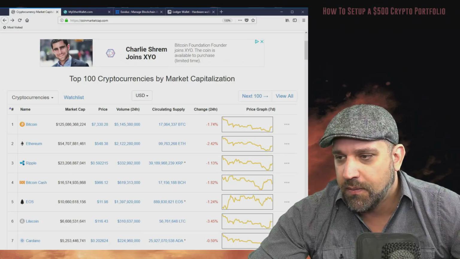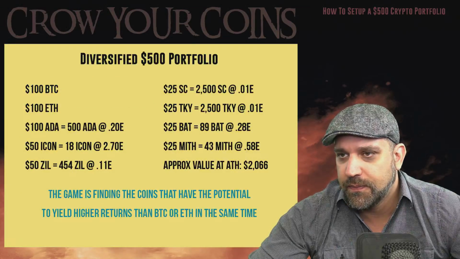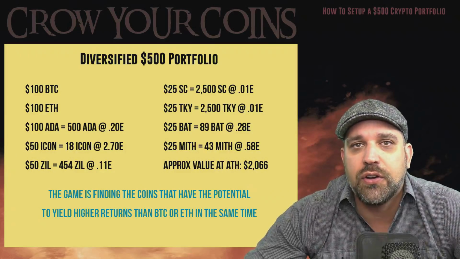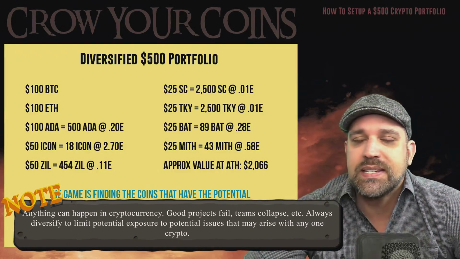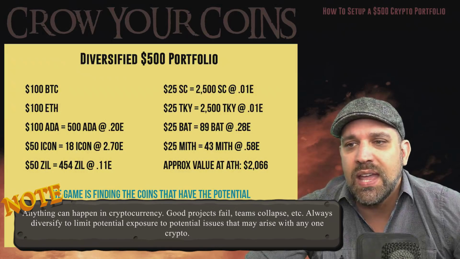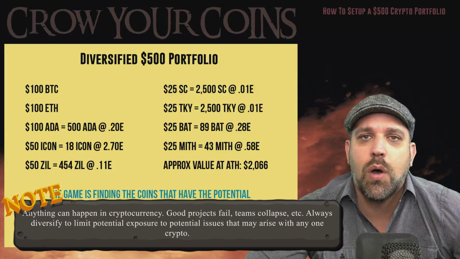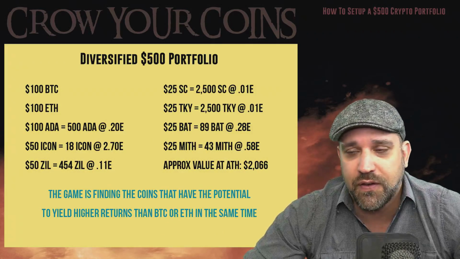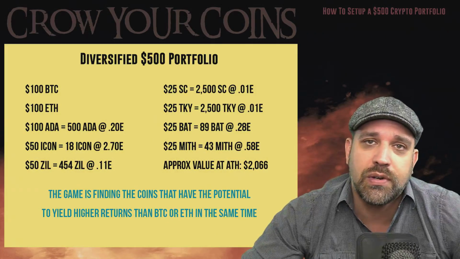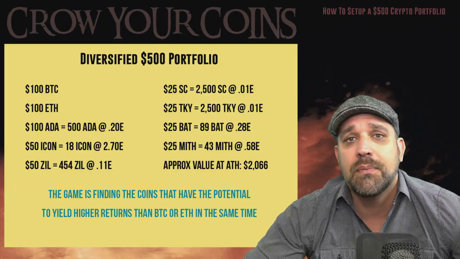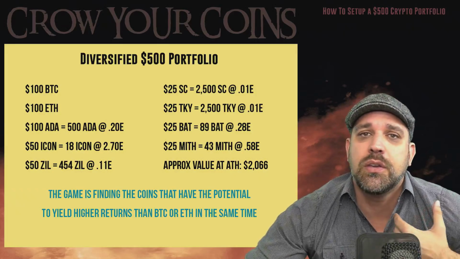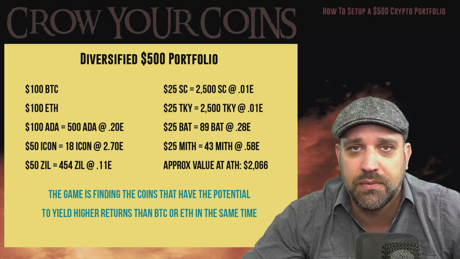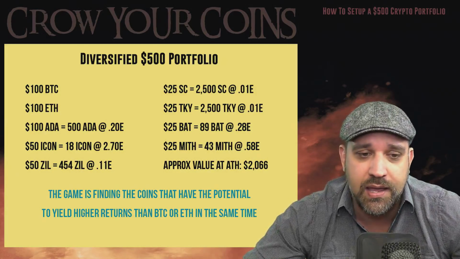Let's see here. I want to close this real quick. This is an example of what I would consider a diversified $500 crypto portfolio. So basically, last night I went through and I said, okay, if I only had $500, what would I personally invest in to create a $500 portfolio? You do not have to follow this. I encourage you to do your own research. This is not financial advice. I'm not telling you what to buy. I'm simply showing you an example of what I would probably personally buy if I were starting off a $500 cryptocurrency portfolio today. All right?